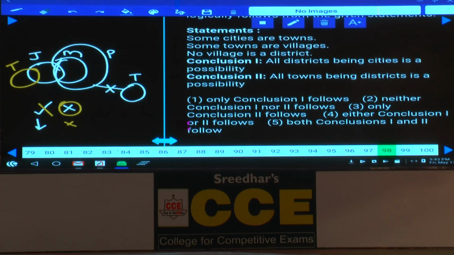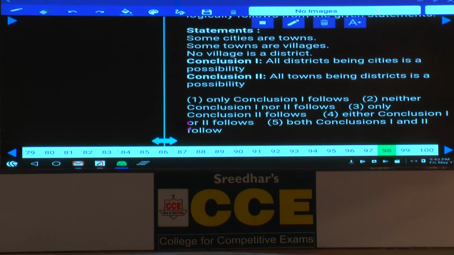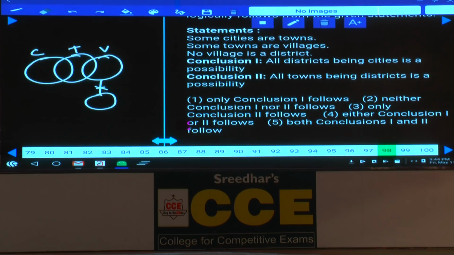Next one, question number 98. Some cities are towns, and some towns are villages. No village is a district, so there is no intersection between village and district. Then the first one: all districts are cities is a possibility. Now tell me whether I can draw this district like this or not. All districts are cities is possible.